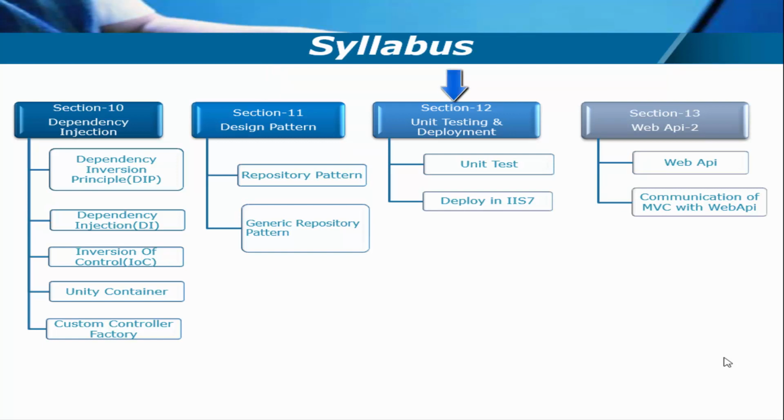Section 12 covers an MS Test project to write unit tests for MVC, and build and deploy MVC using IIS 7, that is Internet Information Server. Section 13 covers REST API, that is ASP.NET Web API 2, and how an MVC application communicates with Web API.